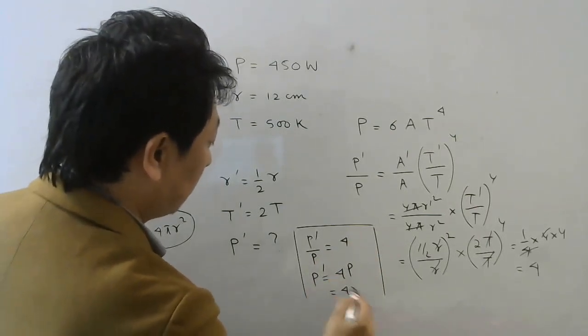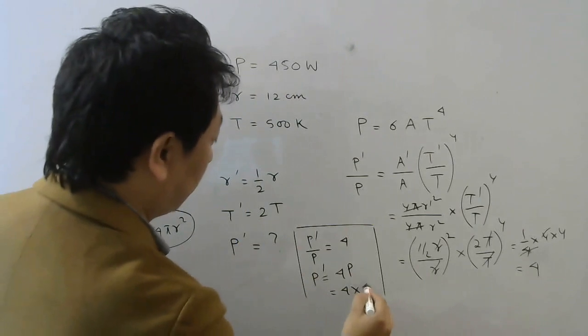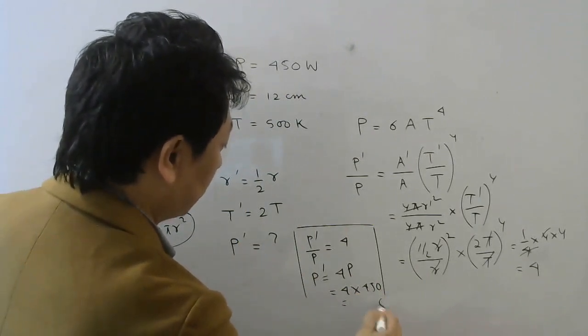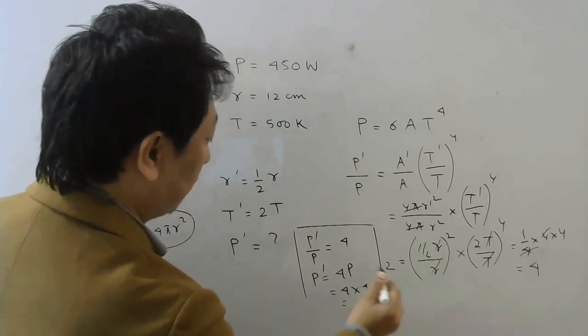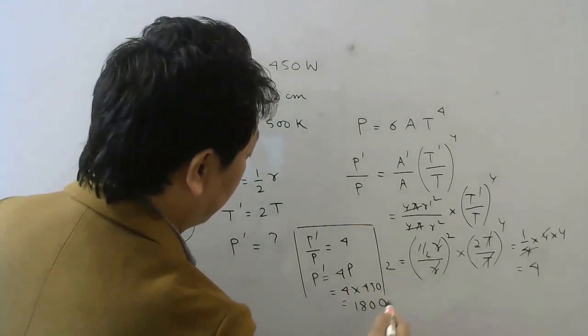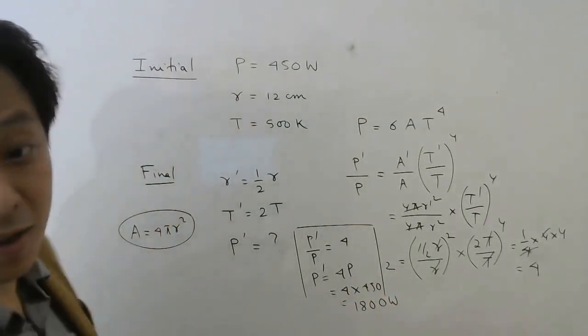What was the initial power? Initial power was 450. So this will be 4 zeros are 0, 4 fives are 20, 0 2 carry, 4 fours are 16, 17, 18. So the answer is 1800 watt. Let's see the next question.